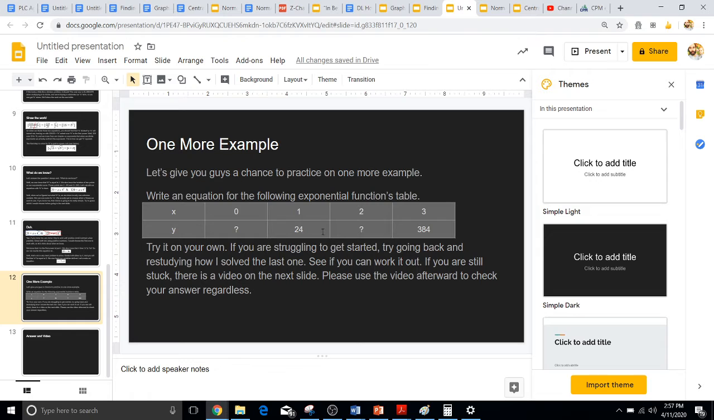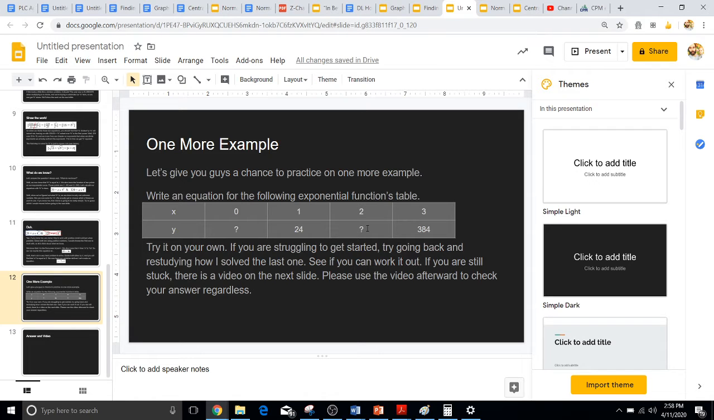If we knew either of these, it'd be pretty easy to find the answers because we would just take 24 and divide by the y-intercept, whatever goes here, or we would take 384 and divide by whatever goes here, find the multiplier, and then work our way backwards. Unfortunately, we don't know either of these though, so we have to use a different technique. It's actually the technique that we've been covering on the last couple of slides.